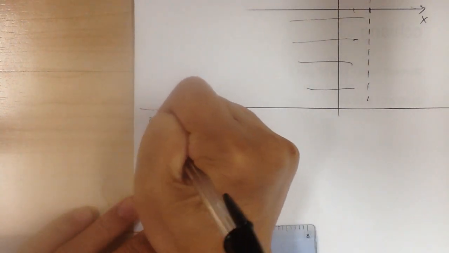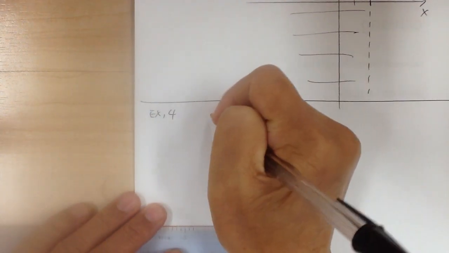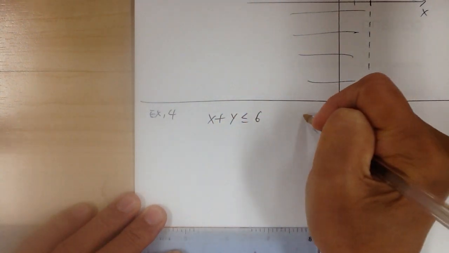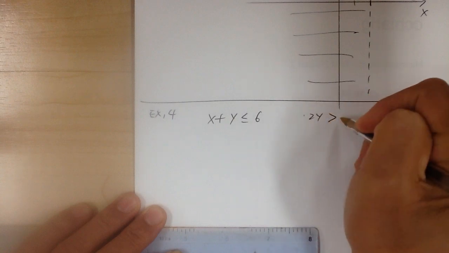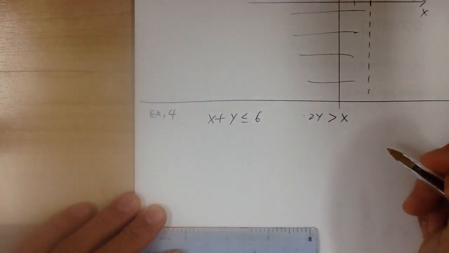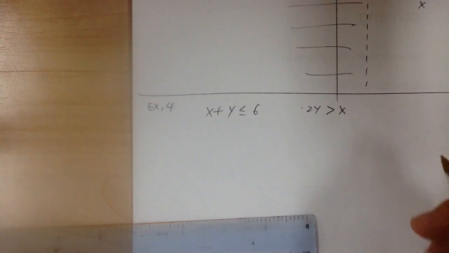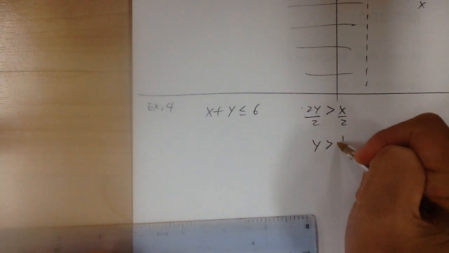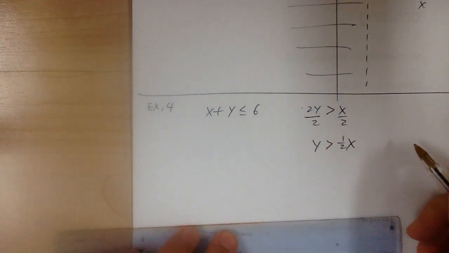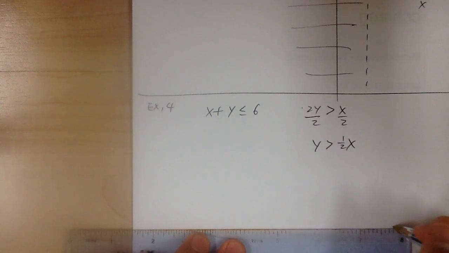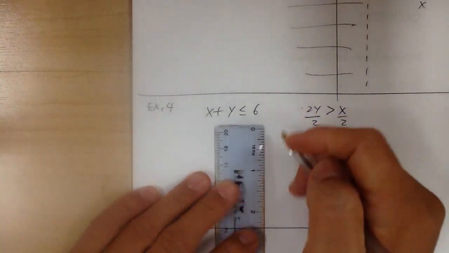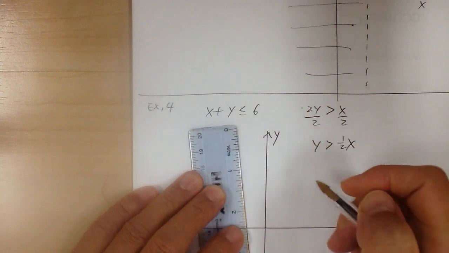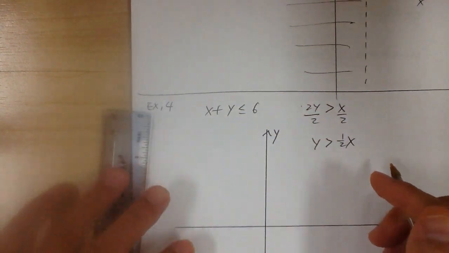Example 4. You want to graph the system: you've got x plus y is less than or equal to 6, and you've got 2y is greater than x. So that's going to divide by 2, so you get y is greater than 1/2 x. Now when you're graphing more than one, you graph one completely before you graph the next one. So let's graph this one first.